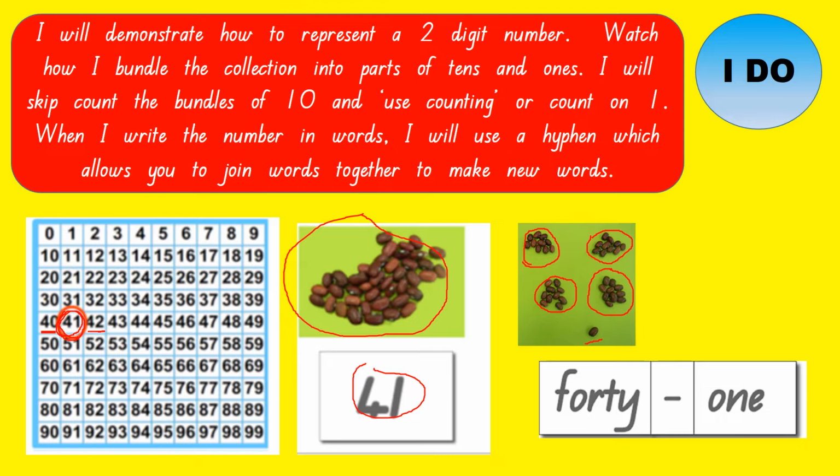Now when I count my beans, I use my knowledge of skip counting in tens, and we've been learning how to do that in our other lessons. So I count in tens, 10, 20, 30, 40. I have 1 left over, so I have to change my counting back to counting in ones. Now I've got 41.